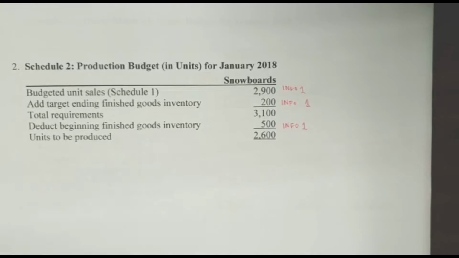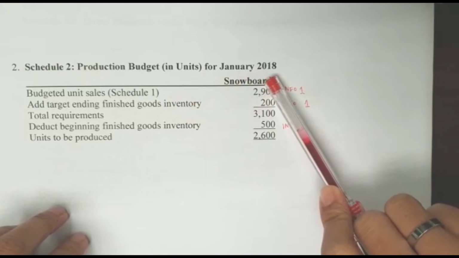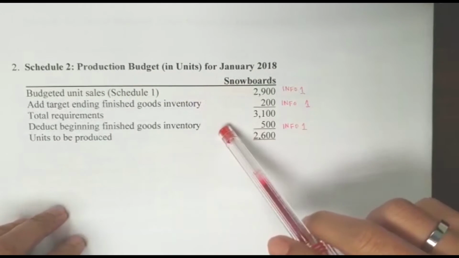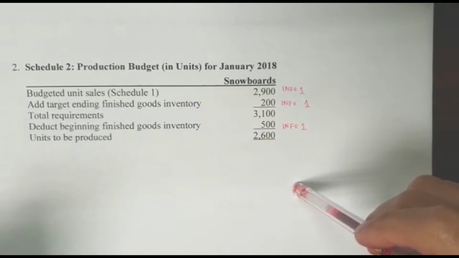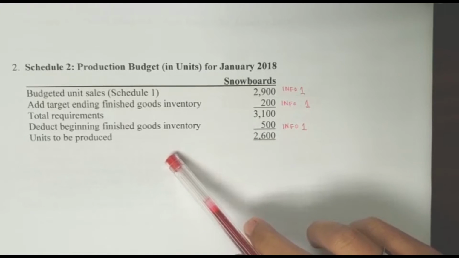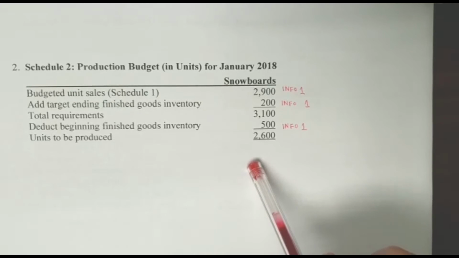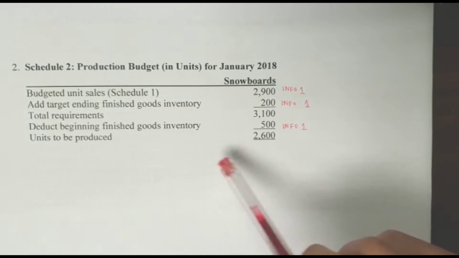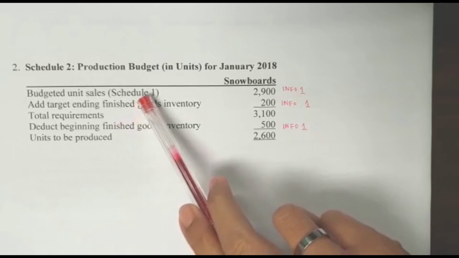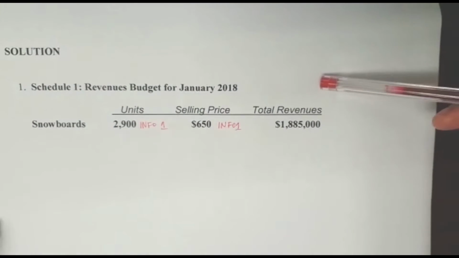Okay, now we move to Schedule 2. We call it the production budget in units for January 2018. Production budget means that in Schedule 2, we are going to calculate how many units we need to produce. So in this case, we should start the production budget with the budgeted unit sales that we can get from Schedule 1.